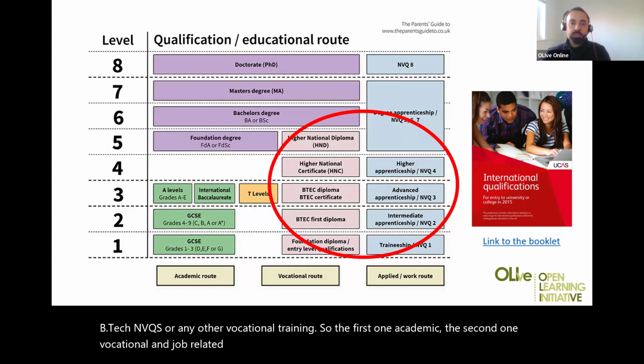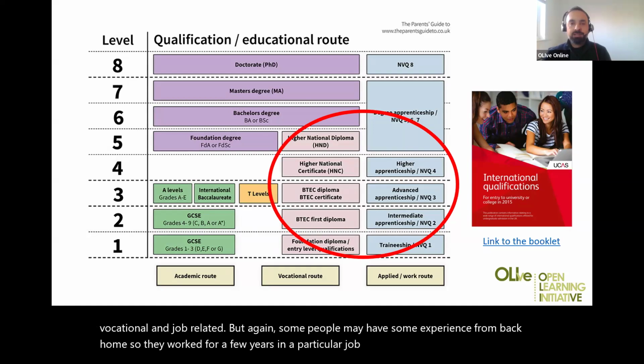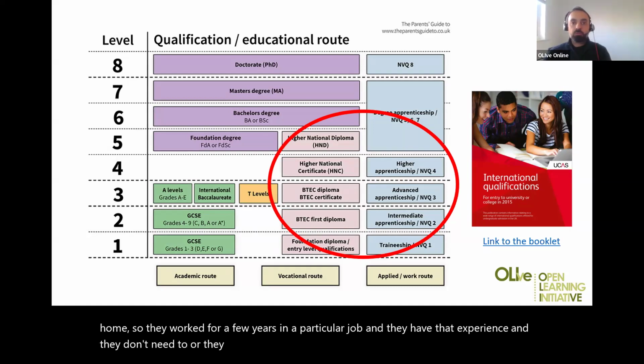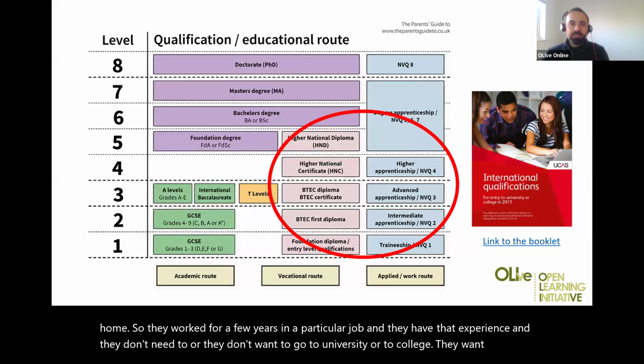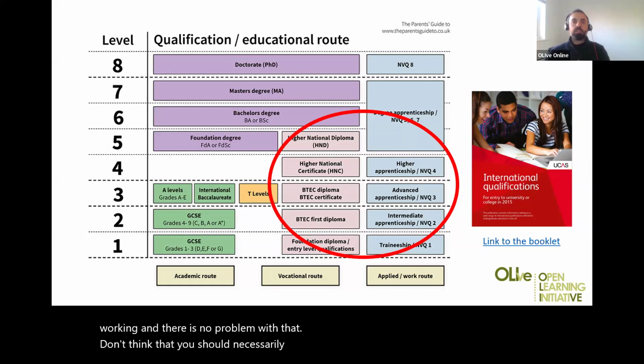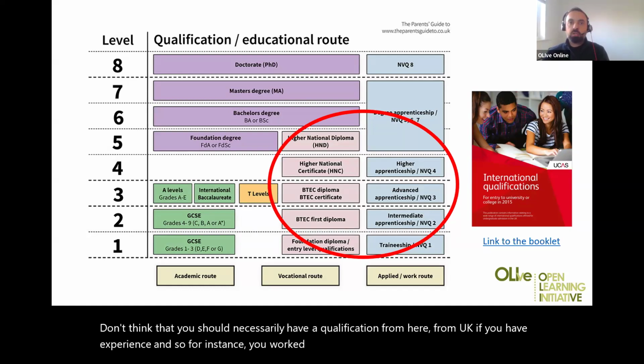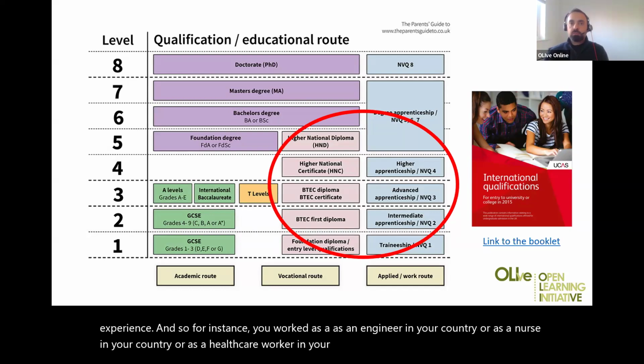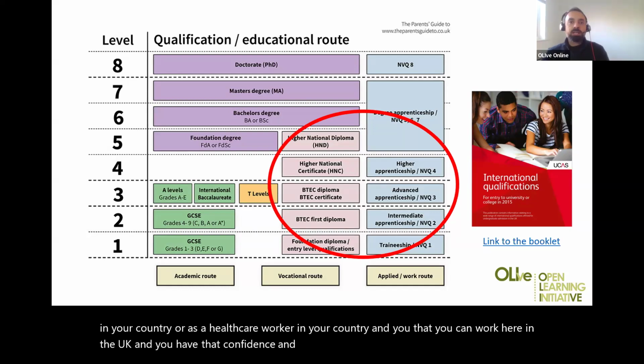But again, some people may have some experience from back home. So they worked for a few years in a particular job, and they have that experience, and they don't need to, or they don't want to go to university or to college. They want to start working. And there is no problem with that. Don't think that you should necessarily have a qualification from here, from the UK. If you have experience, for instance, you worked as an engineer in your country, or as a nurse, or as a healthcare worker, and you know that you can work here in the UK, and you have that confidence and experience, then go and apply for jobs.